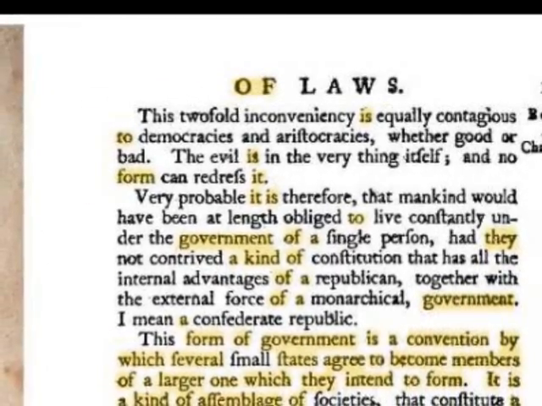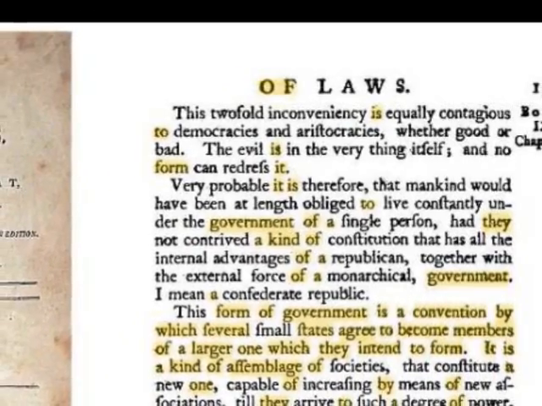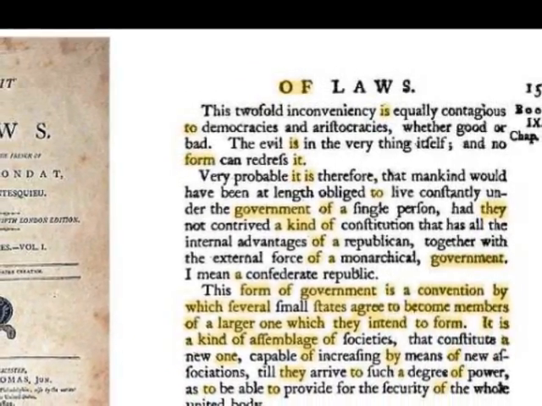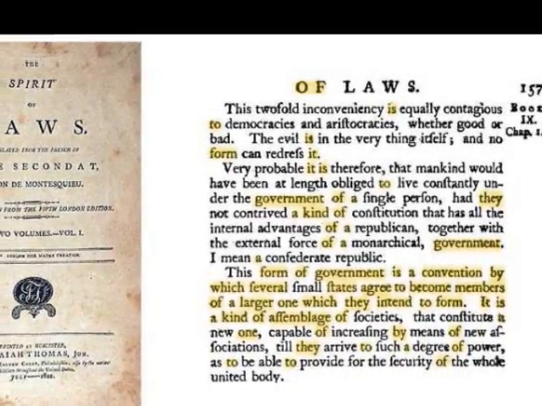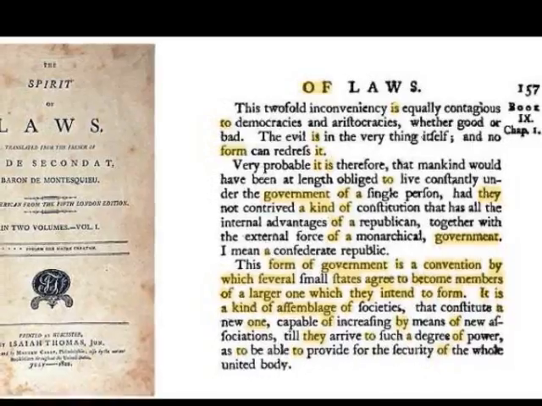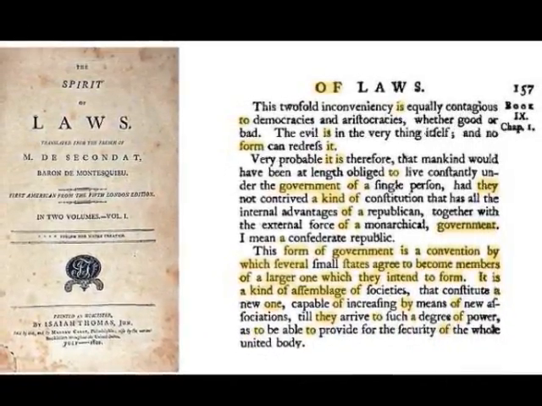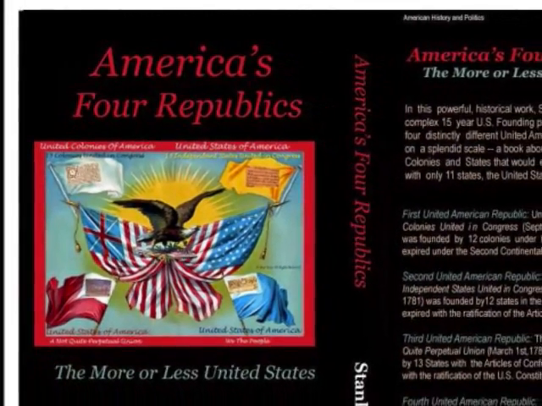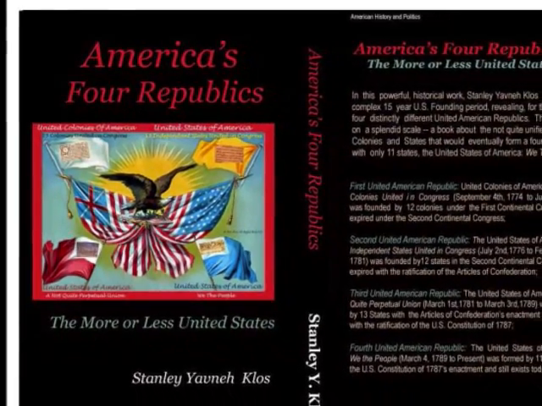The founders agreed with Montesquieu when he defined that the republic form of government is a convention by which several smaller states agree to become members of a larger one which they intend to form. It is kind of an assemblage of societies that constitute a new one, capable of increasing by means of new associations till they arrive to such a degree of power as to be able to provide for the security of the united body.